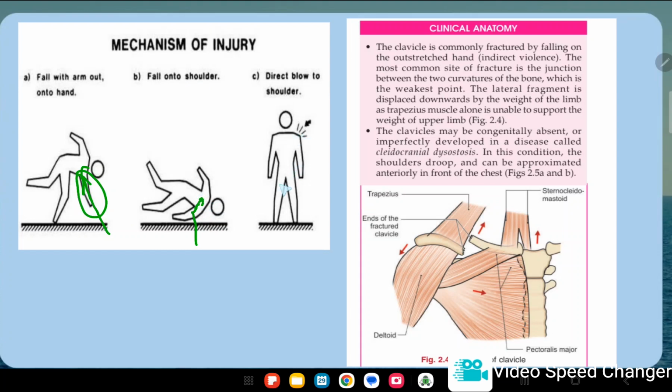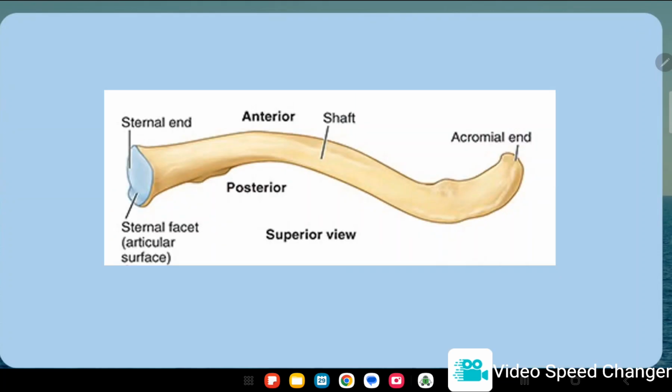The third condition is if any kind of bullet, stab, or knife is directed directly at the clavicle, it can fracture the clavicle. So these are the three conditions in which the clavicle can get fractured.